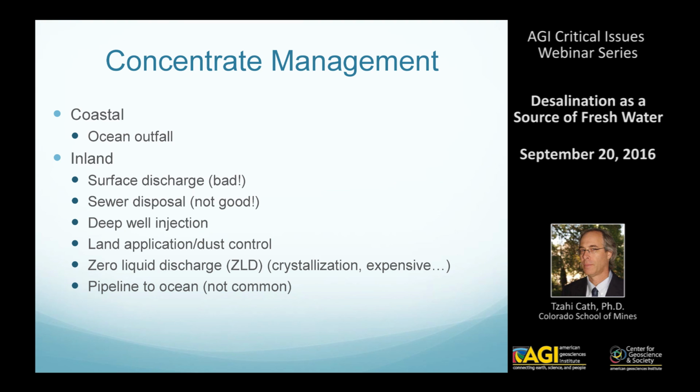One of the last slides, concentrate management. Concentrate management is a major issue. In coastal installations, it's less of an issue. Most of the desalination plants send the brine back to the ocean, and there are many studies that show that maybe locally, in a very small location, you'll have some issues with high salinity, but usually the salt will diffuse very quickly and the ocean will absorb it.